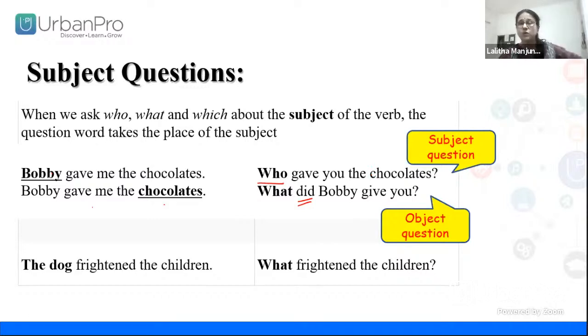So we have now seen three kinds of questions. Yes, no questions. And then we saw WH questions and we saw subject questions. So one more example here. What frightened the children? How should I make this answer for the subject question? I should just replace this question word with the answer. The dog frightened the children. So, in subject questions, the question word is directly replaced by the answer. Okay. But in object questions, the answer comes as the object of the verb, that is after the verb.